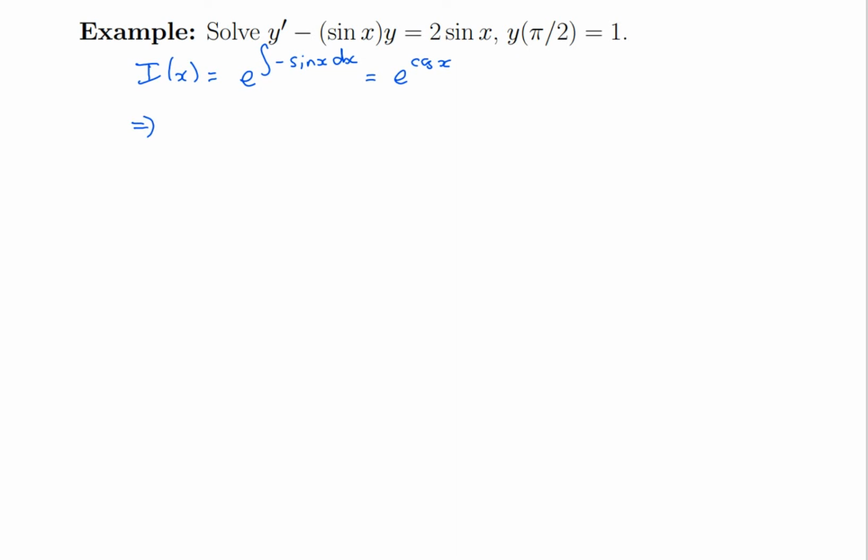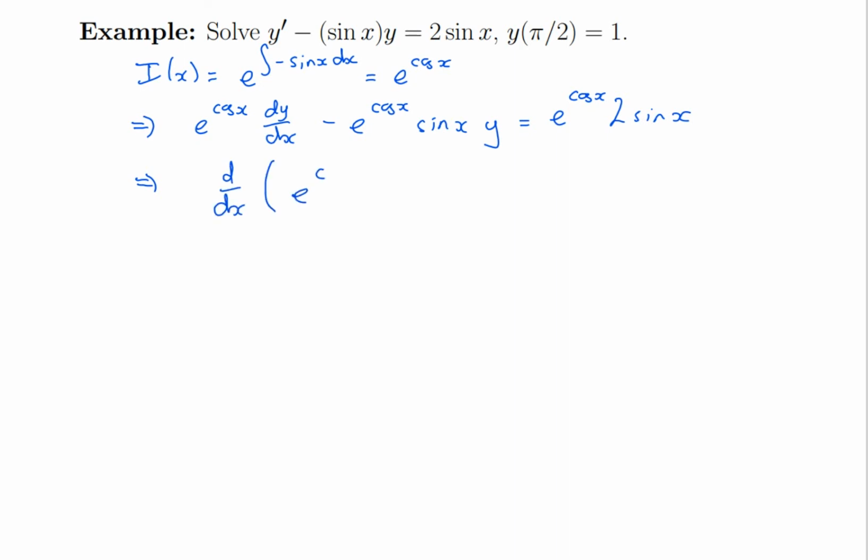Multiply both sides by that, I'll get e to the cos x dy dx minus e to the cos x sine x times y equals e to the cos x times 2 sine x. You must take care to multiply both sides of the differential equation by the integrating factor. The left-hand side must be a derivative, and sure enough, it is the derivative of e to the cos x times y. That is well worth stopping and checking at this point. I'll let you do that. It's 2e to the cos x sine x.